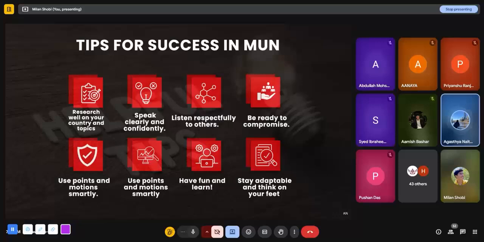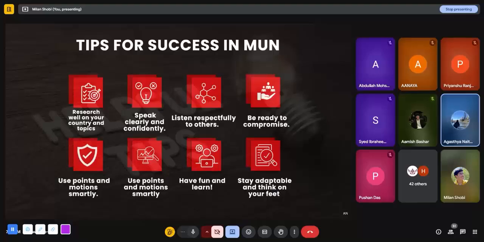Yeah. So next up is the tips for success in an MUN. To succeed in an MUN, one should know their country and the topic properly. One should not hesitate at any point and just speak clearly and confidently, and especially respect others' views. We should be open to compromise, and use points and motions smartly.